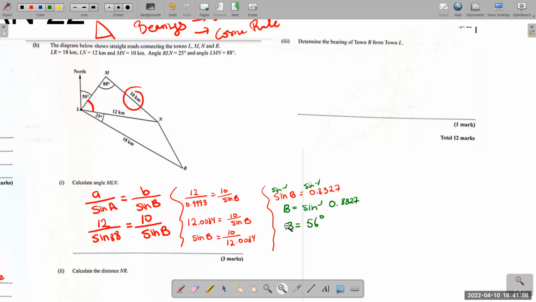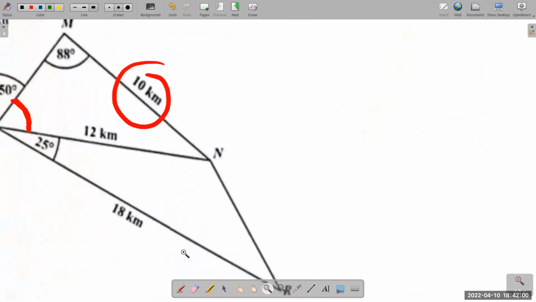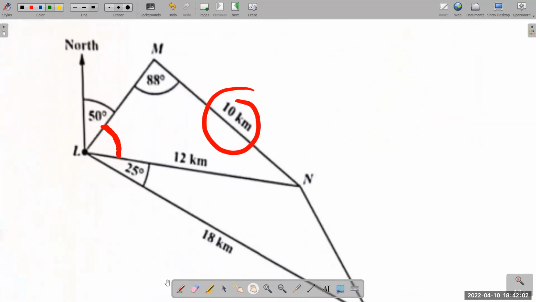Everybody follow how we just got that? What is a general check that that is correct? What would tell me that's correct? 56. What tells me that's kind of correct? We know that this is so far looking like the longest side, and so this must be your biggest angle. So because 10 is less than 12, this angle must be less than 88. If it was bigger than 88, you know you've gone wrong.